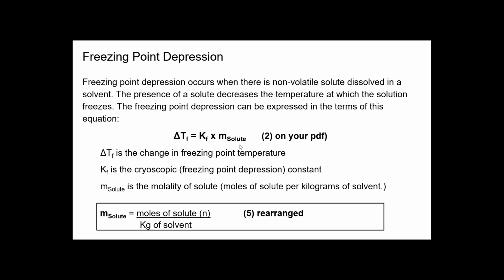So how does molality fit into this? We're going to be dealing with the freezing point. Freezing point depression occurs when there is a non-volatile solute dissolved in a solvent. The presence of solute decreases the temperature at which the solution freezes. Basically, what this means is that, let's say our solvent is water and we don't want it to freeze. We're going to add something to it to prevent those water molecules from coming together and becoming ice.